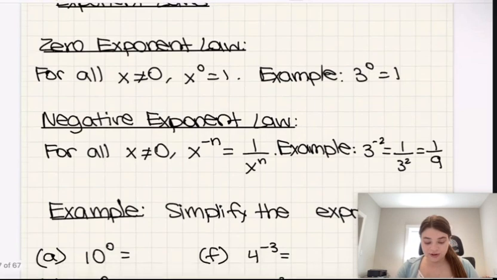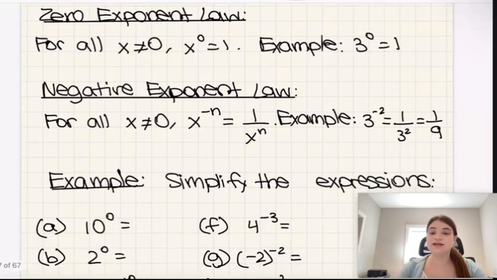So the zero exponent law states that anything to the power of zero equals one, except for zero. Zero to the power of zero is not defined. And so, therefore, anything to the power of zero other than zero itself is one. So, an example of that is 3 to the power of zero is equal to 1.